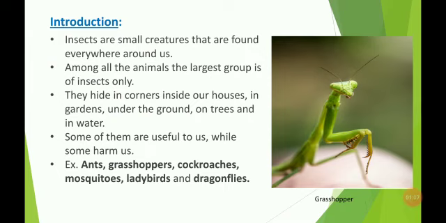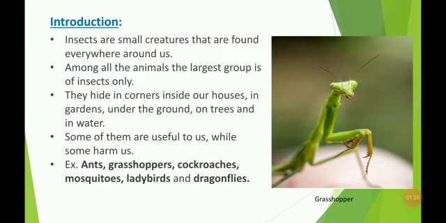Insects are small creatures and are found everywhere. They crawl on leaves, they fly through the air, they even dig in the ground. Insects are practically everywhere. They live on every continent, including Antarctica. You are probably familiar with some common insects like bees, ants, butterflies, cockroaches, mosquitoes, ladybirds, and dragonflies.